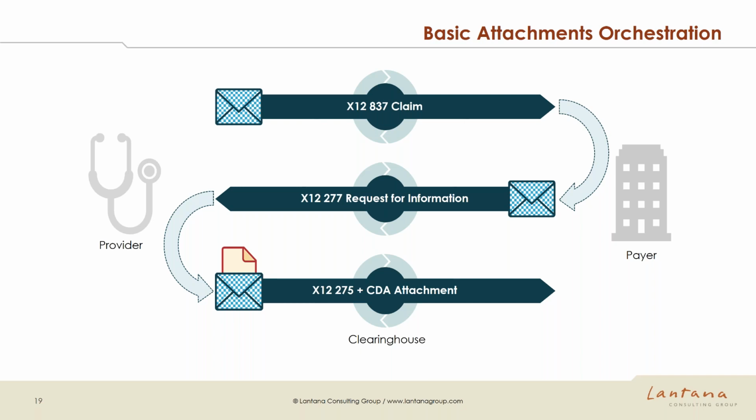Now, if we were to use an unsolicited scenario, this would look very similar. It's just that whole middle part of the 277 RFI going back would be eliminated, and you'd just be sending an X12-837 claim and the X12-275 with the CDA payload at the same time from the provider to the payer. Next slide.